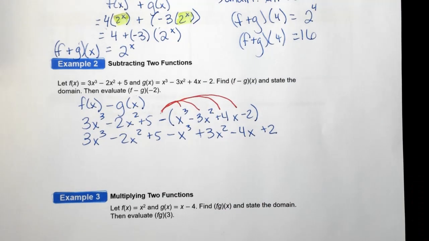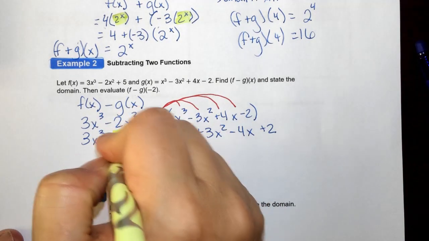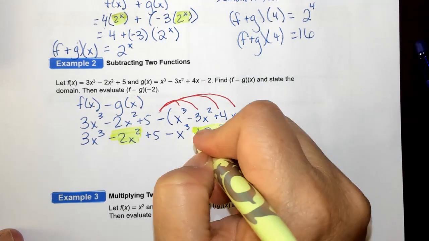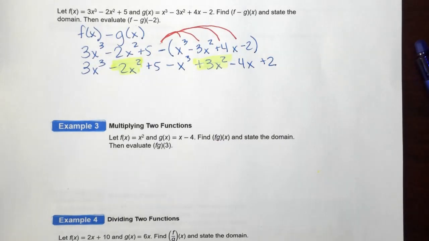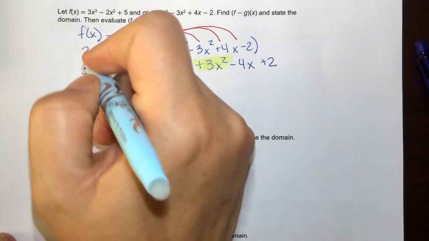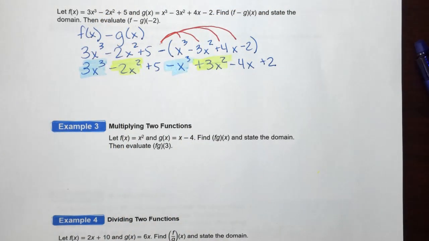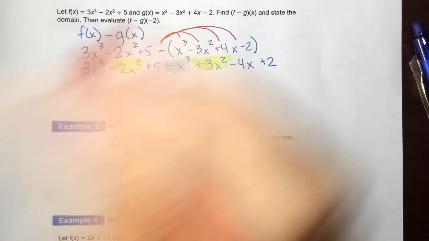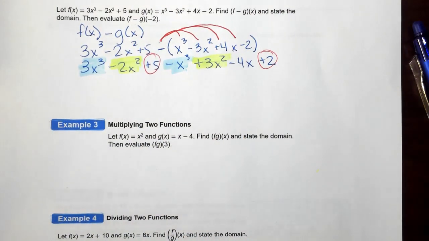Now all I have to do is combine my like terms. What terms do I have that are alike? I have this negative 2x squared, and I have this positive 3x squared. Whoops, sorry. So those two are alike. I have this 3x cubed and this negative 3x cubed. Those two are alike. I don't have another color, so we're just going to circle those. And then we have the plus 5 and the plus 2. And the 4x is all alone, nothing to combine it with.